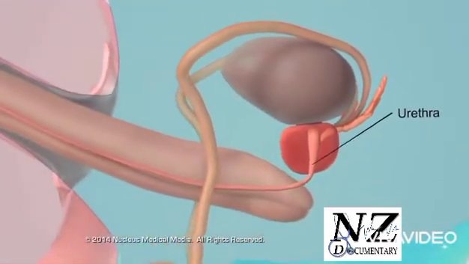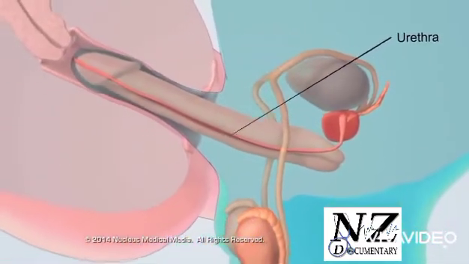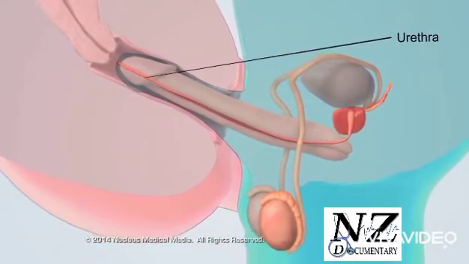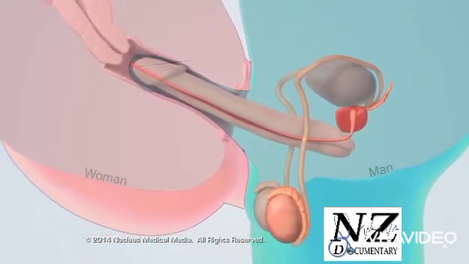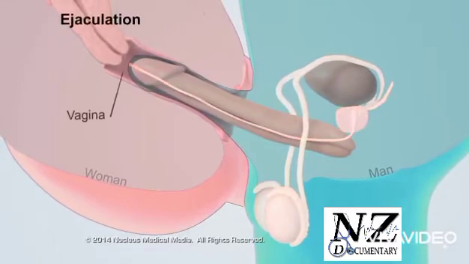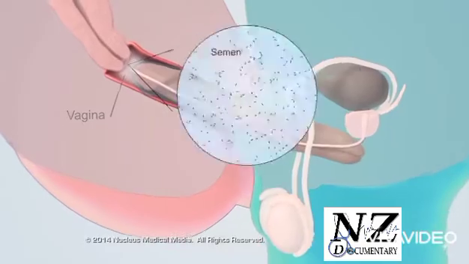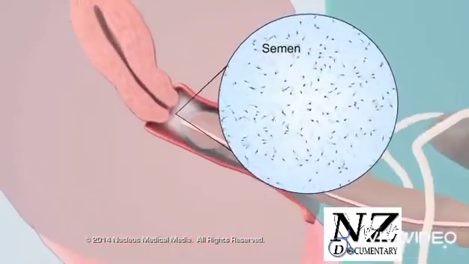Now called semen, this fluid mixture exits the body through the urethra, the tube inside the penis that usually carries urine. During sex with a woman, this process, called ejaculation, deposits semen in her vagina. Semen contains tens of millions of sperm.